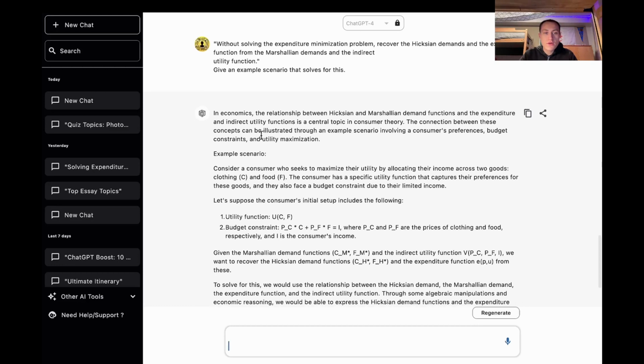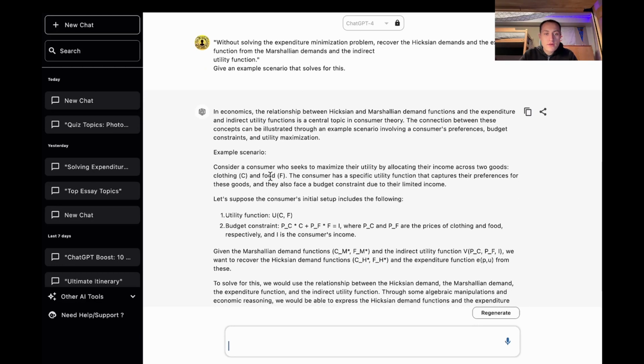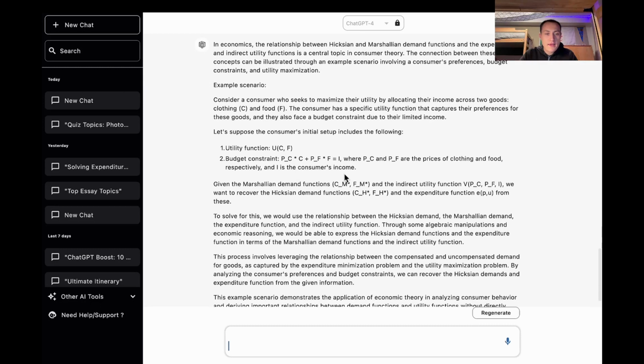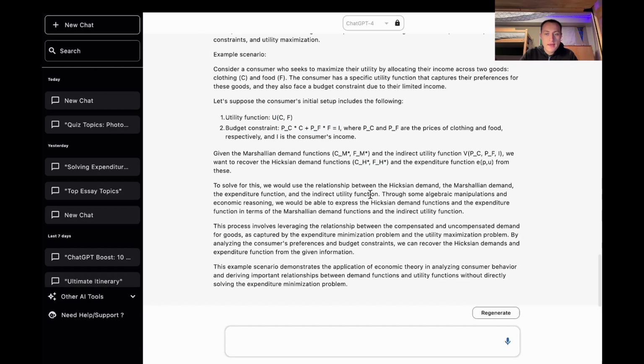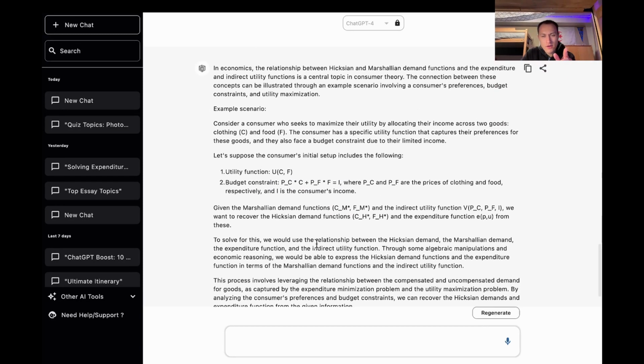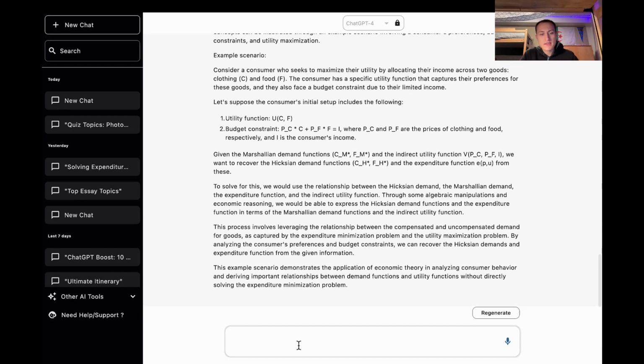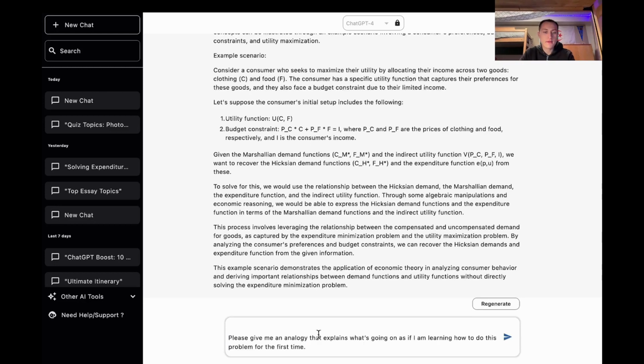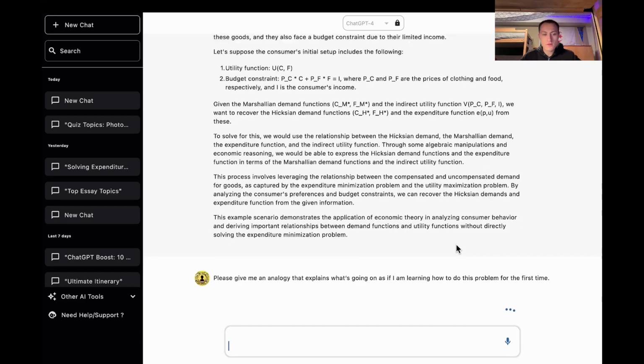What it shows here is, okay, it tells you about a consumer who seeks to maximize their utility, and then it gives you this budget constraint. I look at this right now and I think, okay, this is very wordy. I am not sure what's going on. So what you can do is say, okay, give me a simplified way of looking at it, an analogy, in other words, to show me what's going on. Then I feed it that.